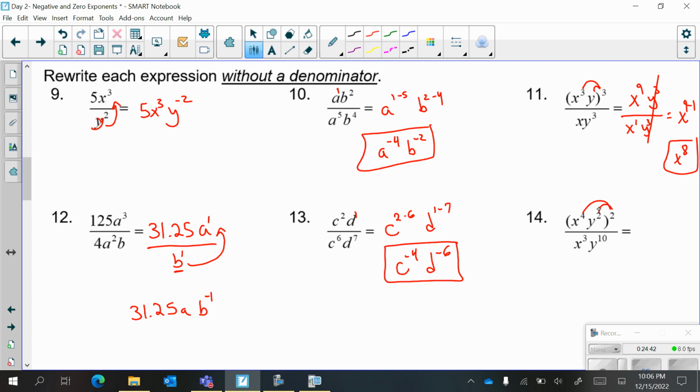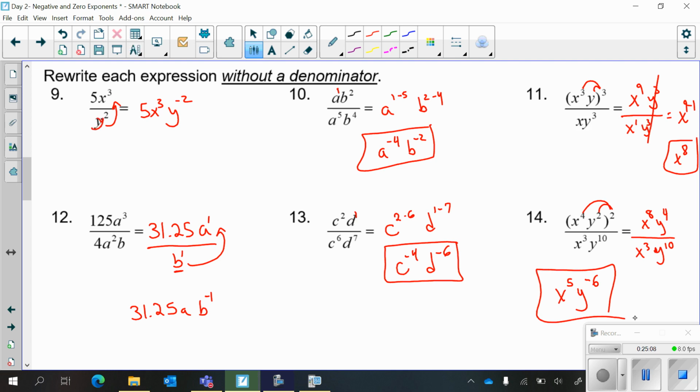Distribute your exponent by multiplying. We have 4 times 2 is 8. We have 2 times 2 is 4. And from there, subtract. So 8 minus 3 is 5. And 4 minus 10 is negative 6.